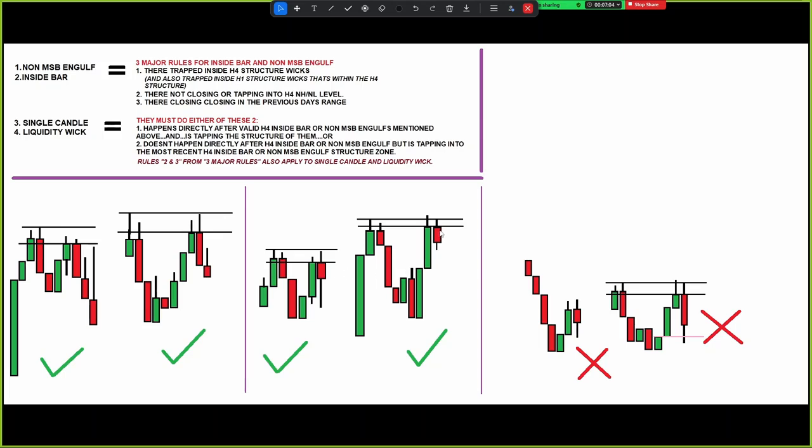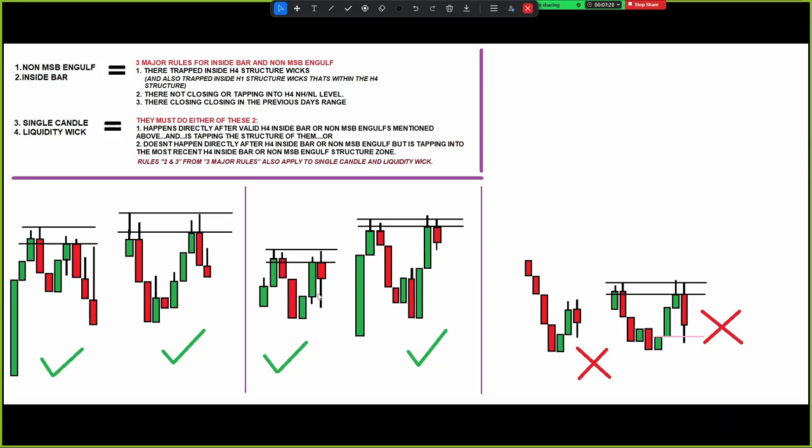Here again we have a bearish inside bar trapped inside structure wicks to the left. It doesn't matter if this bullish candle closed above the exact structure, which is the bull and bear. It's trapped inside the structural wicks of the bull and bear, so that's perfect. And then our bearish inside bar here is not tapping into any structure at all. It's just in empty space, which is good.